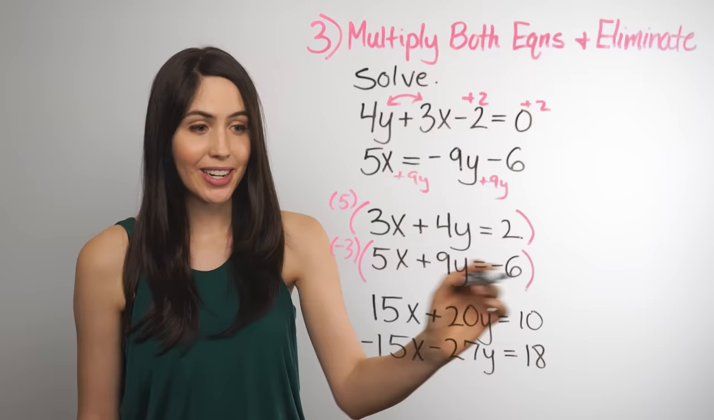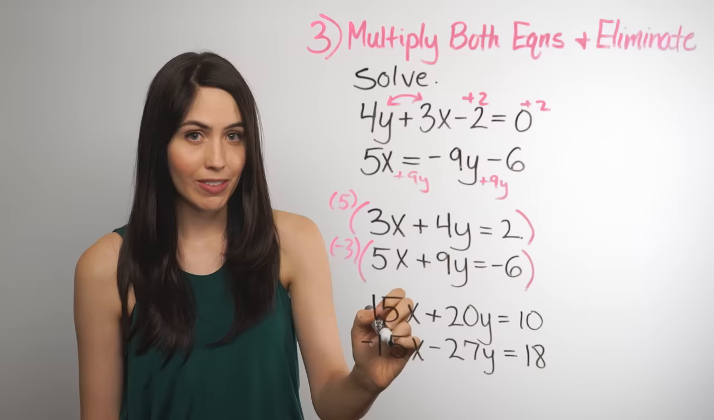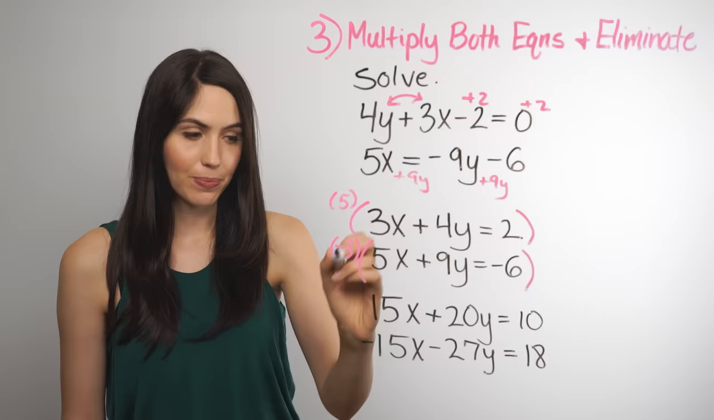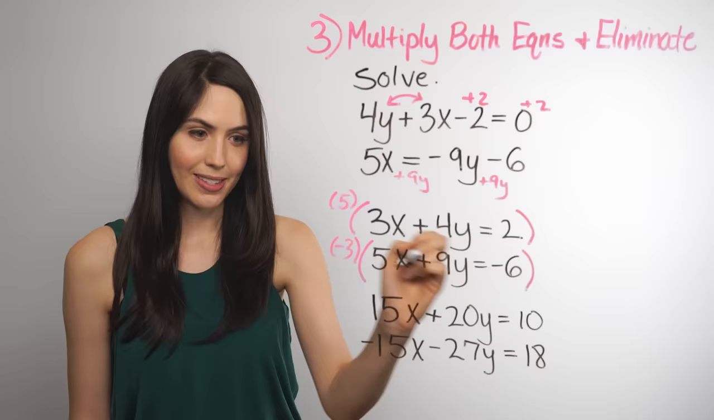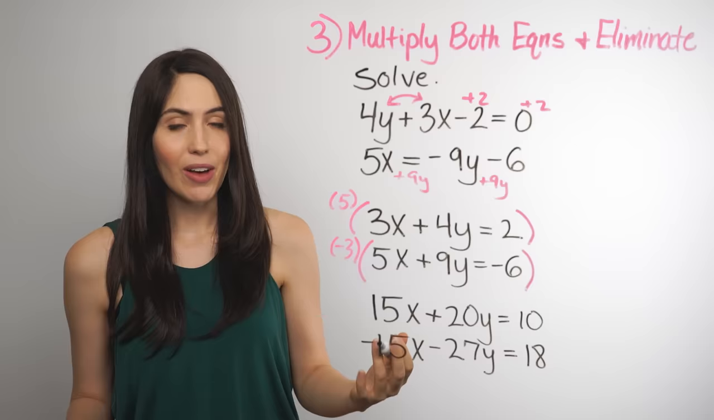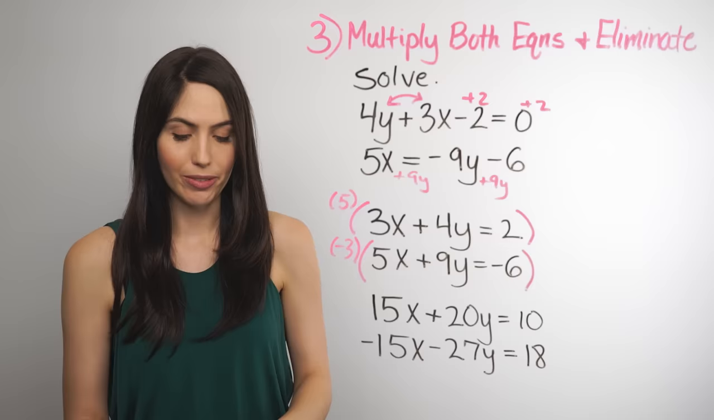For the second equation, multiply everything by negative 3, so we have negative 15x, which we want, minus 27y, since we have 9 times negative 3, negative 27y, equals positive 18, since negative 6 times negative 3 is positive 18. And now, after all that, we're ready to just add and eliminate and solve.